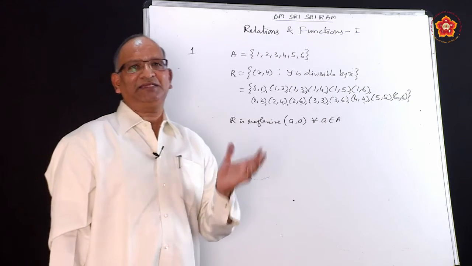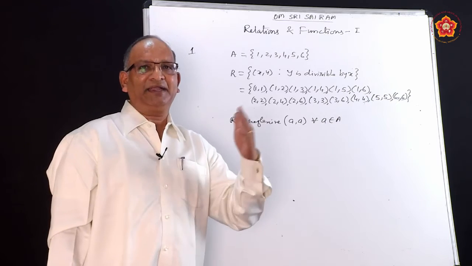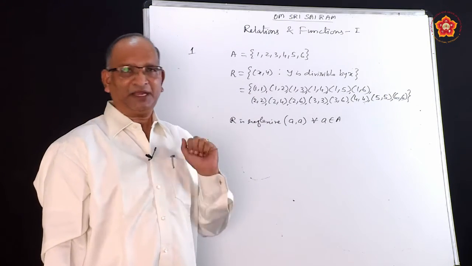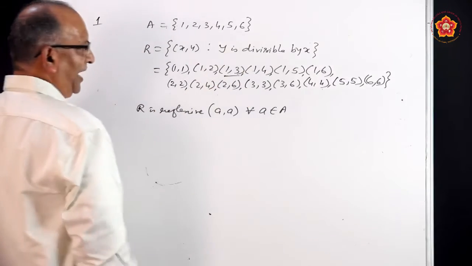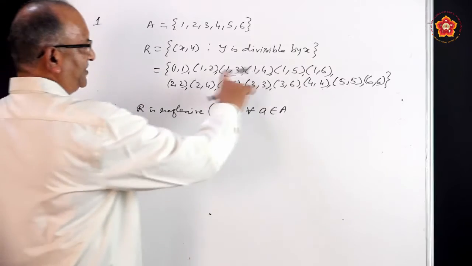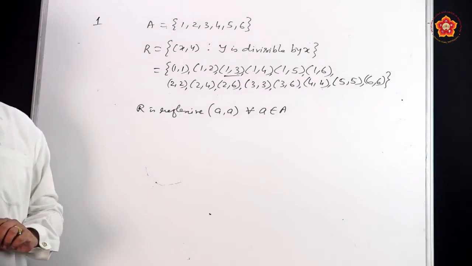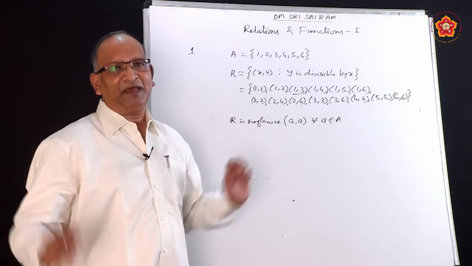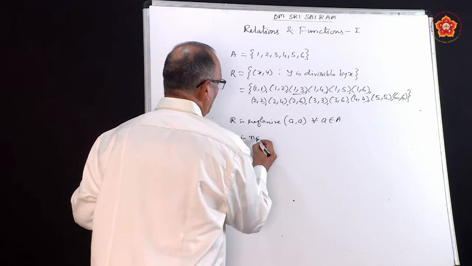Let us move to the second one, symmetric. When do we say a relation is symmetric? If two elements a and b, if a is related to b, b also should be related to a. Check that part. We have, let us say, 1, 3. Do you have 3, 1? Check in the list. Do you have 3, 1? We do not have 3, 1. One example is enough to say that it is not symmetric. You do not require many examples. We will say R is not symmetric.